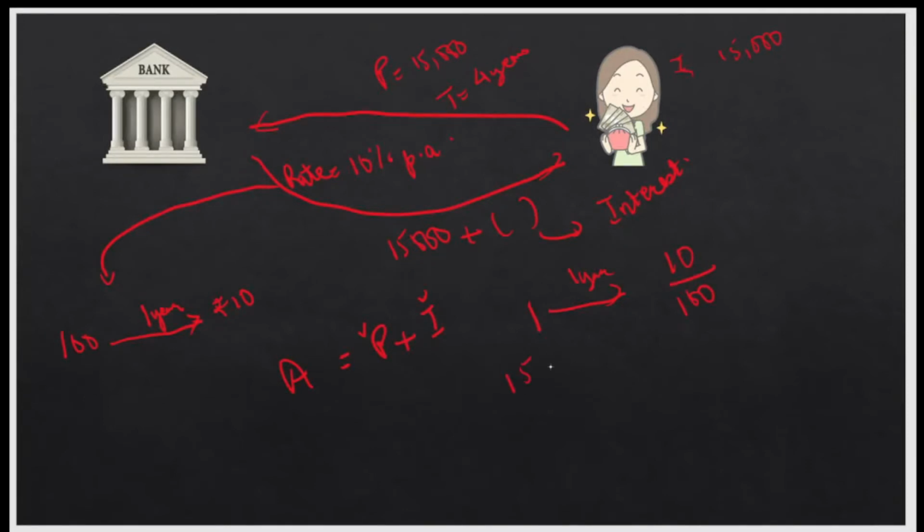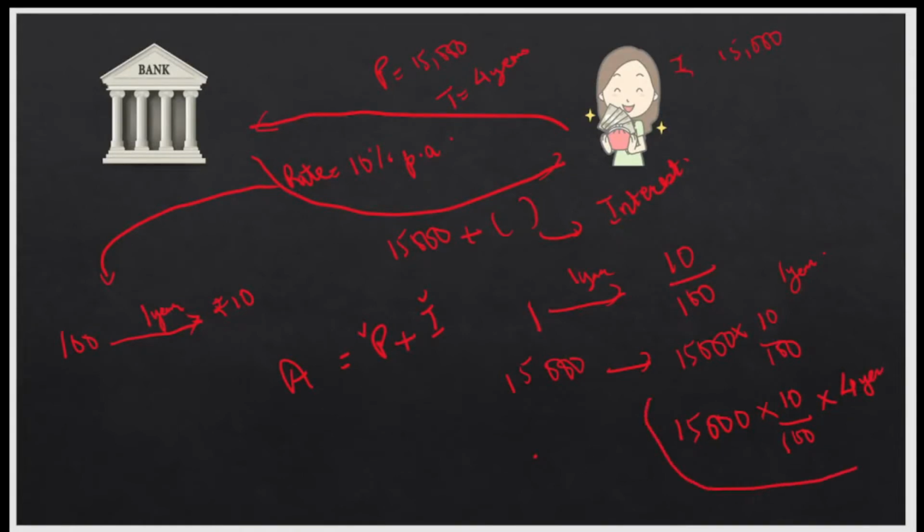So what is the interest that we get for 15,000 for 1 year? For 15,000 we get, since this is for 1 rupee, so 15,000 into 10 by 100, this is for 1 year. The time is 4 years. So at the end of 4 years, this is for 1 year, so 1 year into 4 years: 15,000 into 10 by 100 into 4. This is the amount of interest that we get.